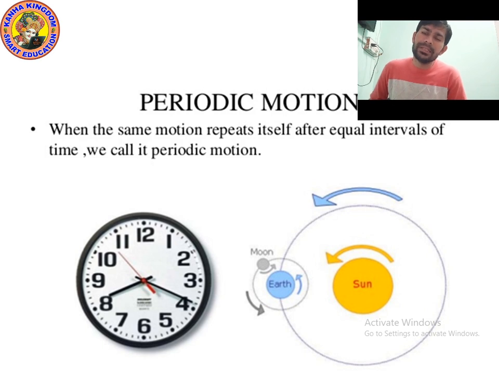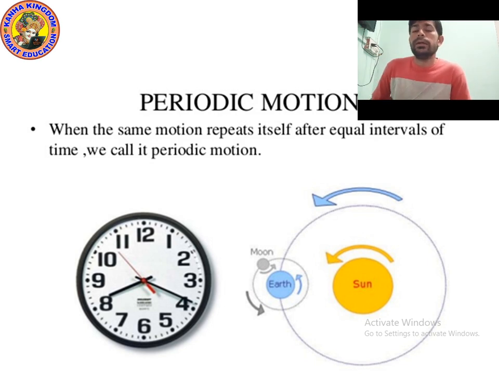So time period means what? Time period means the time taken to complete one oscillation. What is time period? Time taken to complete one oscillation, which means one round. So earth takes 24 hours to complete one oscillation. After 24 hours, earth again starts rotating, and after 365 days, earth again starts revolving. So we can say the earth not only rotates but also revolves.